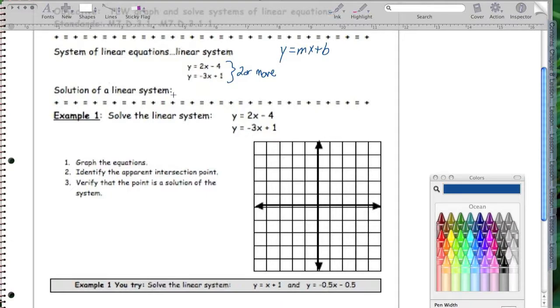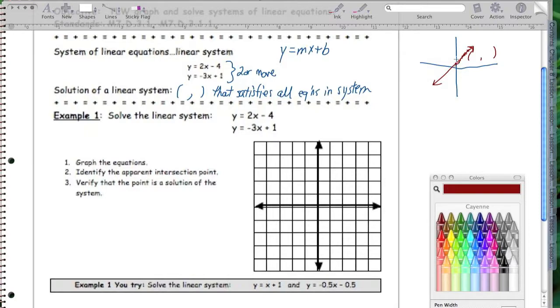Now, a solution of a linear system is whatever ordered pair is true for both equations, or whatever equations you're working with. So an ordered pair that satisfies all equations in the system. So if we think back, before we go on any further, whenever we graph an equation, let's say we graph this equation here, and this line looks like this. Every point on this line is a solution. All the ones in between, there's an infinite number because we get into all the decimals. Every single ordered pair that falls on this line is a solution to whatever the equation is.